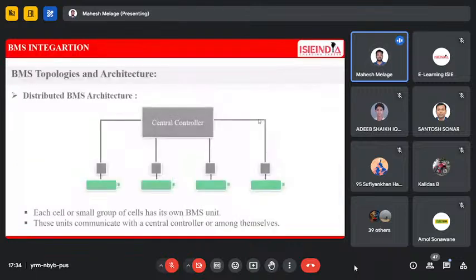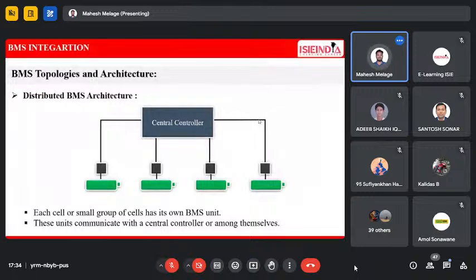This is BMS topologies and architectures. Basically, there are three types of architecture. The first one is the distributed BMS architecture. You can see in the picture, these are the cells. Each cell or each small group of cells has its own BMS. And these BMS units are connected to the central controller. The central controller is nothing but the microcontroller.